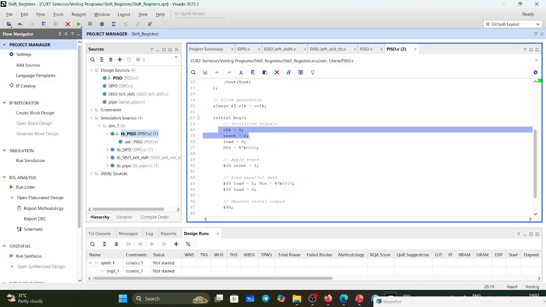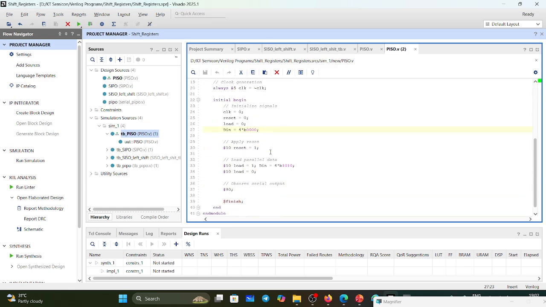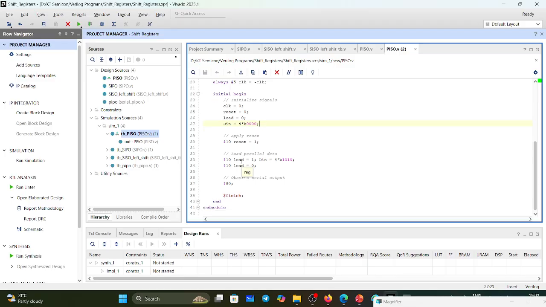And I need to initialize the reg variables: clock, reset, load, and d_in. You need to initialize them with 0, and apply reset for 10 time units. After 10 time units we are making load equal to 1, and for parallel load I am loading 1010. After that I am making load equal to 0.